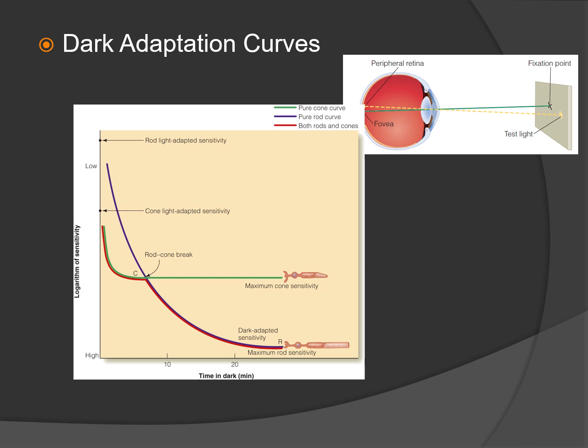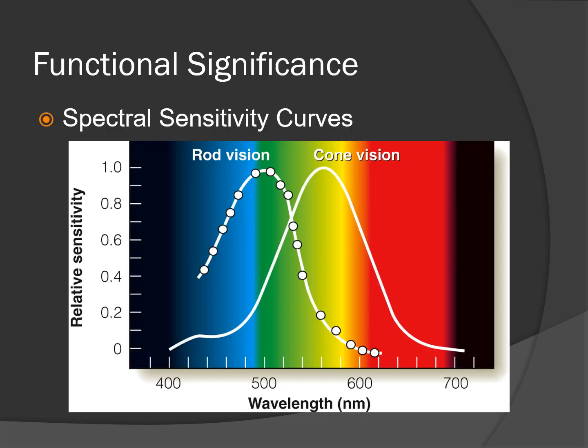If you are bleaching out someone's rods, they're going to take time now to readapt to the dark. The other aspect of functional significance that is important to talk about here, we saw when we looked at the clinical issue of macular degeneration. If you remember, there's this kind of blurry spot in the middle, but there's also just black and white vision.